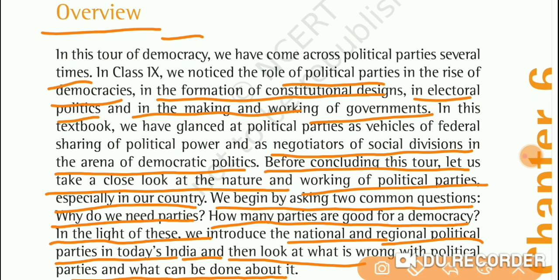So this is all about the introductory part of this lesson, that is political parties. In my next class we shall discuss why we need political parties and what the meaning of political parties is.